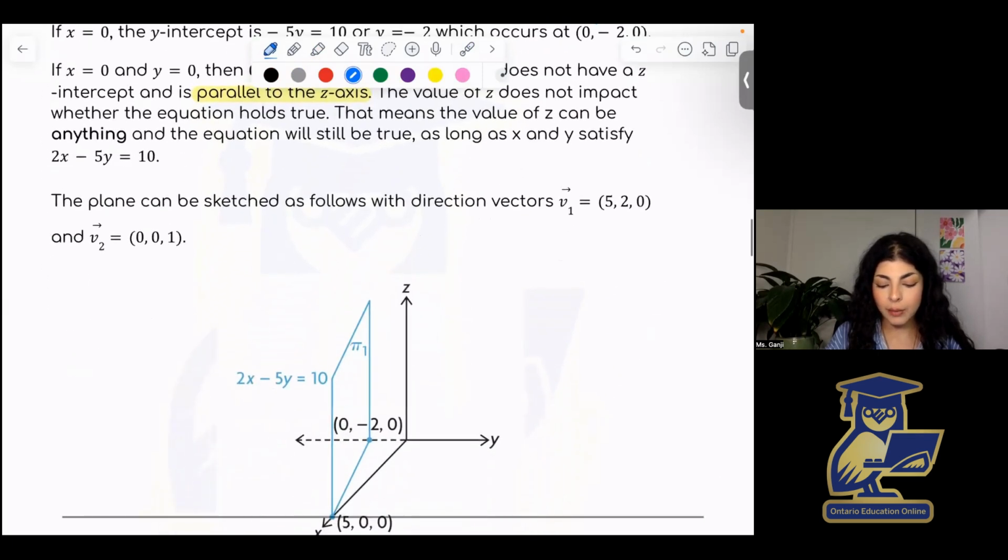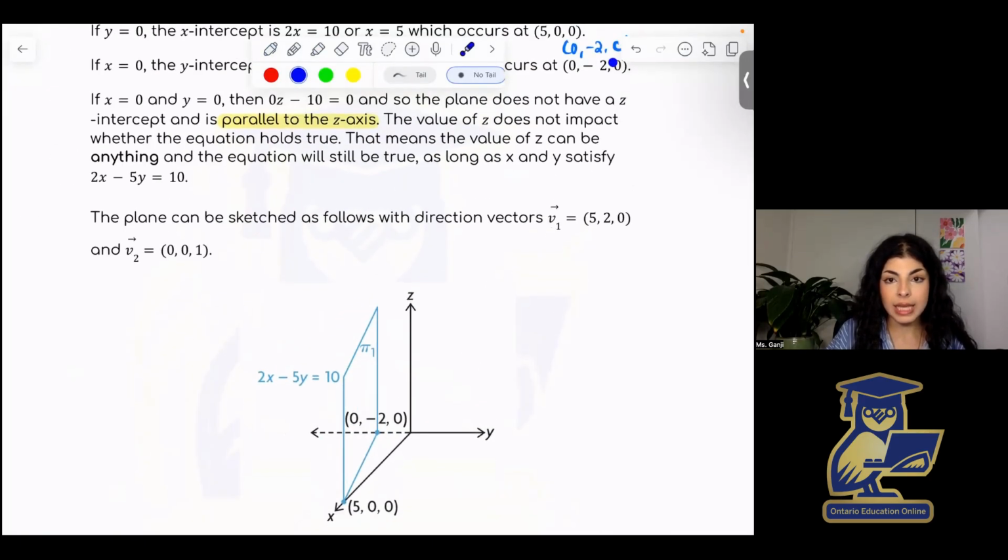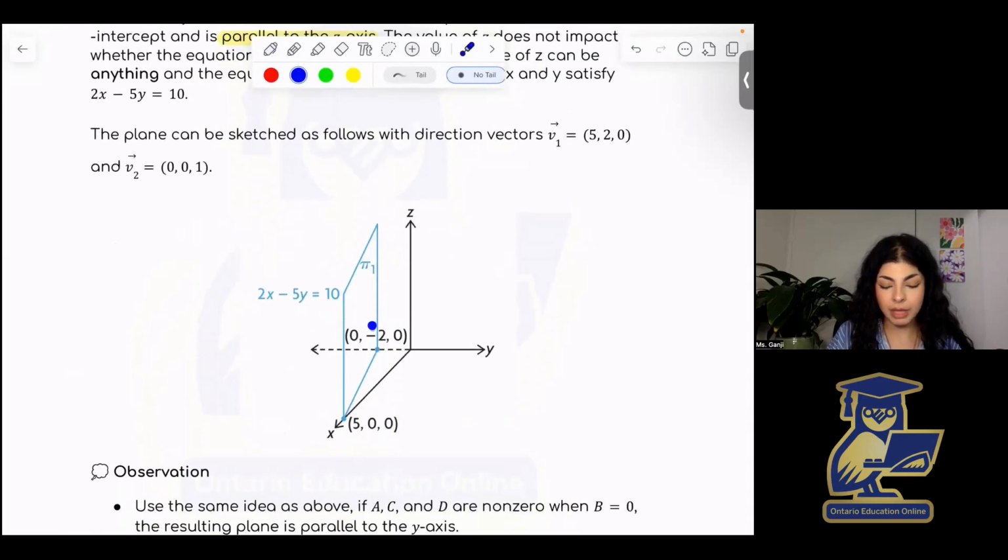So what does that look like now? This is the side parallel to the z-axis. And here is the point (0, -2, 0), which is our y-intercept. Going back to (0, -2, c), this is pretty much just moving up and down along this line. So any of these values will be on this plane. Keep in mind, this plane extends infinitely in all of these directions, so this way as well. We only draw the parallelogram, but you have to remember that it does extend because it's a plane. And same with this point here, which is our x-intercept (5, 0, 0).